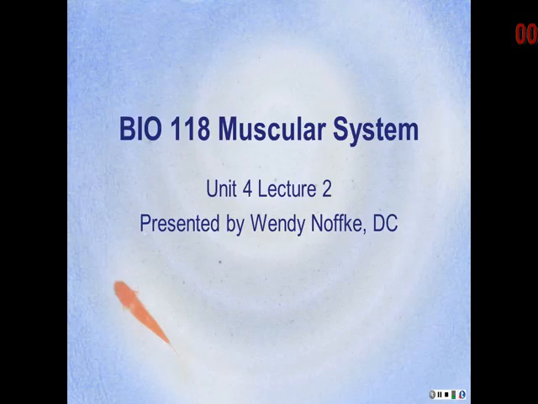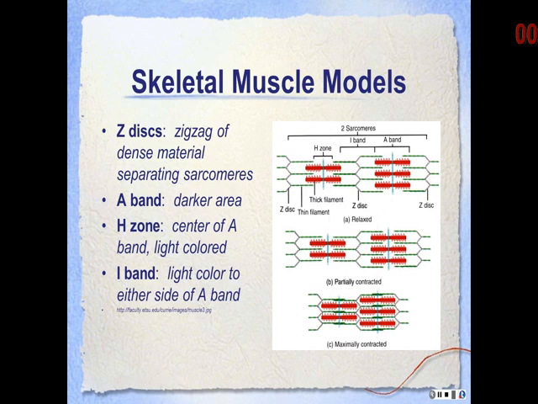This is the second part of the muscle lecture. This model is used to divide the regions of the muscle tissue up to see where the muscle fibers change shape and size when a muscle contracts.